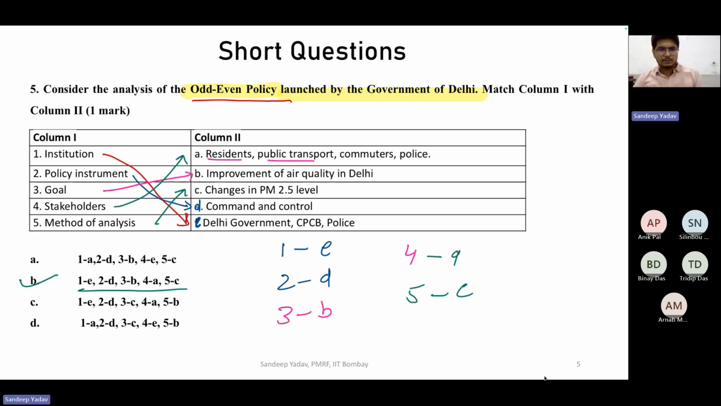You can expect a few more questions of this type in your exams based on the things that have been taught in the theory part of these lectures. I hope it is clear.